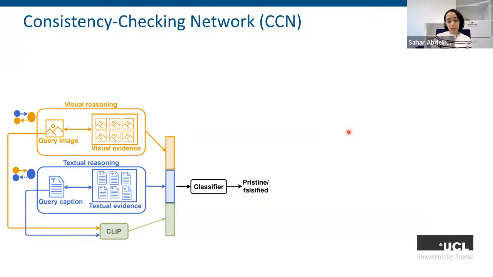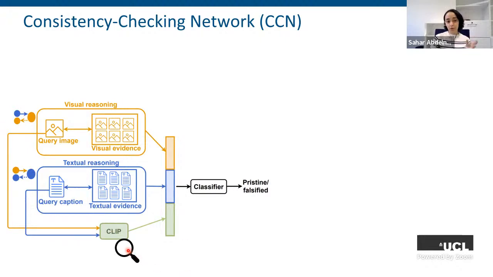As I said in the previous slide, we have 3 components in the model. We want to be able to detect the consistency of the image-caption pairing, and therefore we call the model the Consistency Checking Network, or CCN in short. And we have here 3 components: the visual reasoning, the textual reasoning, and the CLIP component. So I will start with CLIP.